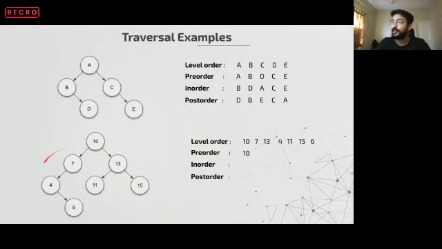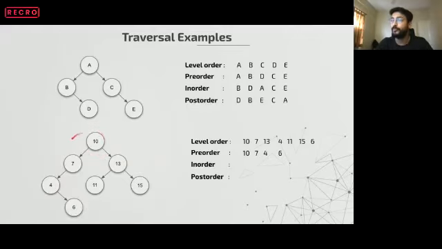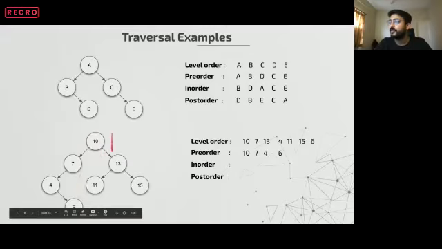Then we have to process left child of it, which is 7. Again, it's a pre-order, so we'll process 7 first. Then we'll move to next left child, which is 4. We'll process 4 first because it's a pre-order. 4 does not have a left child. We'll process right child of it, which is 6. Then we'll move to root, which was our 10, because we have processed all the left child of it. And we'll move to right child for 10, which is 13.